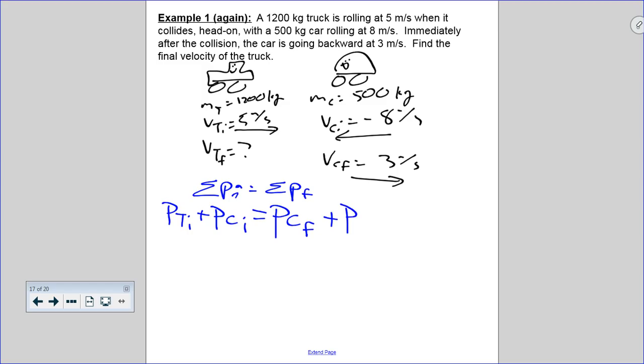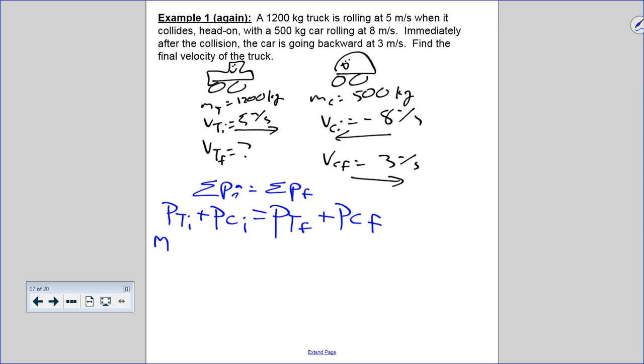Oops, sorry. Let me write that the other way. It's got to equal the momentum of the truck after the collision plus the momentum of the car after the collision. In other words, all the initials added up equal all the finals added up. Okay? And then I'm just going to replace each of these P's with an mv. Okay, right? Momentum is mass times velocity.